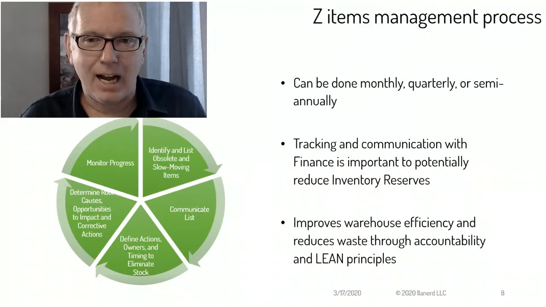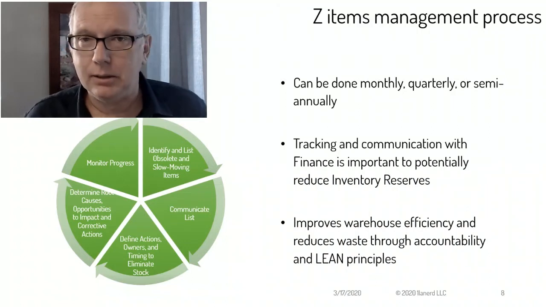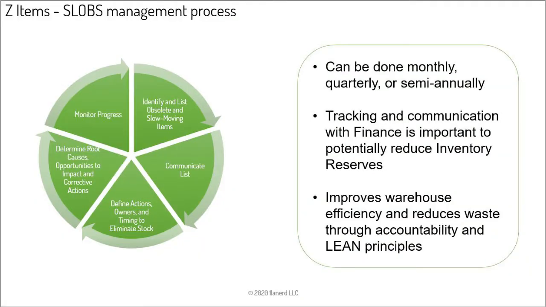Now the Z items are a whole other animal, because these are obsolete. They're sitting in inventory. They're tying up our cash, because anytime you see inventory sitting on a shelf, that's cash sitting on a shelf. So what are we going to do with it? Are we going to get rid of it? Are we going to use it? Can we turn it into something we can use? All of those questions need to be asked.